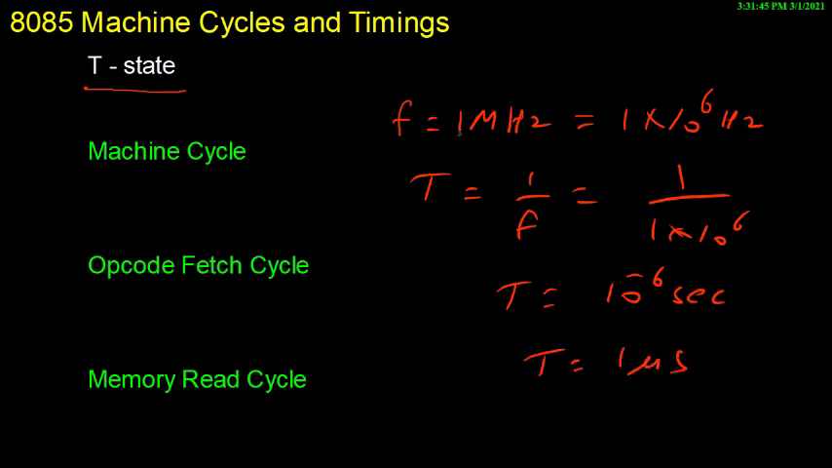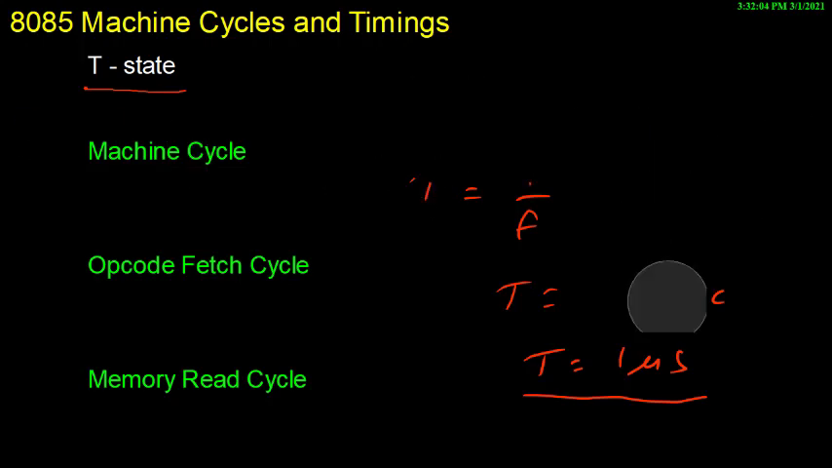So if a processor is running on a clock of frequency 1 megahertz, then the T state is 1 microsecond. So the more the frequency, the smaller the T state, and the faster the processor. More frequency means more speed of the processor and a smaller T state.